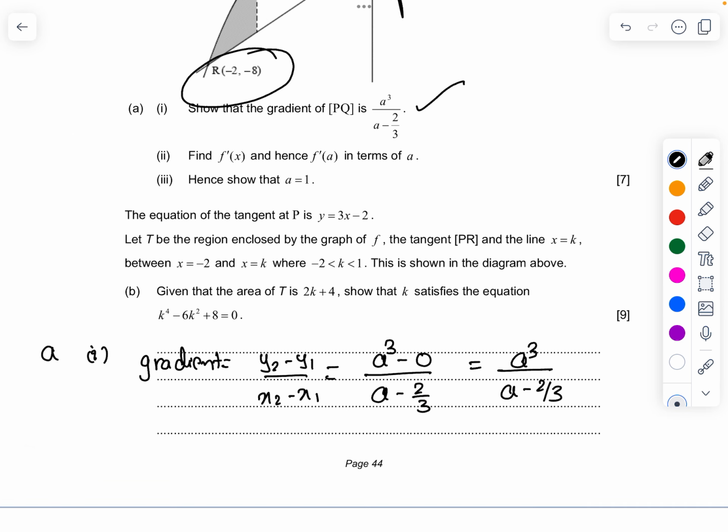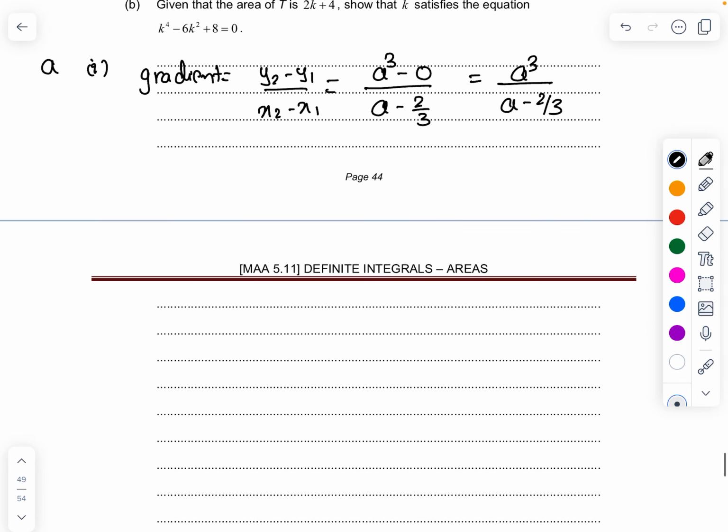Find f prime x, and hence find f prime a in terms of a. So what is f prime x? f prime x will be 3x squared. So what is f prime a? It will be 3a squared.